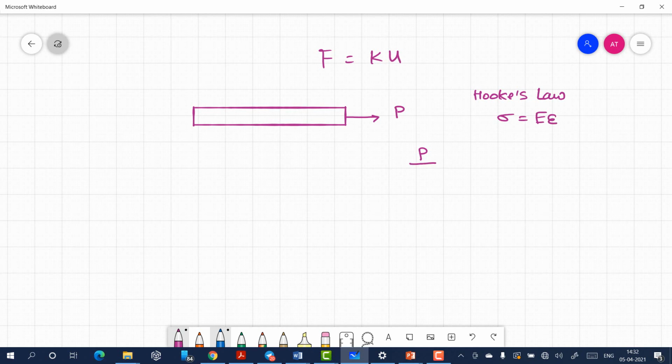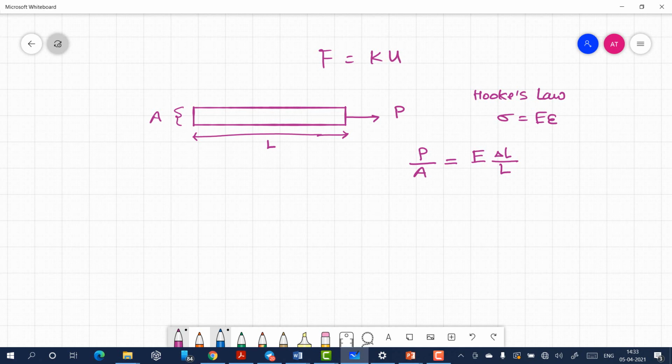So we know that force divided by area is the stress, and that will be equal to the elastic modulus into delta L by L. So this dimension is L, and whatever elongation happens in this is delta L. E is the elastic modulus, P is the force applied, and the cross-sectional area is A.